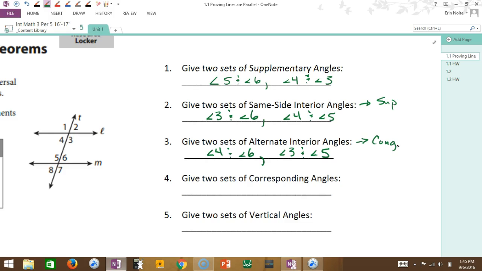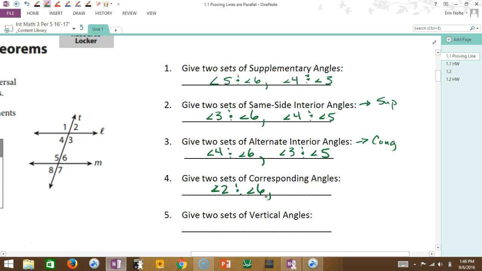Congruent. All right, corresponding angles. Who can see a set of corresponding angles? 2 and 6. Anybody want to agree with 2 and 6? Jump on board? Make an educated guess? You think they look kind of corresponding-ish? She is totally right. 2 and 6 are absolutely corresponding angles. Can somebody give me another one?